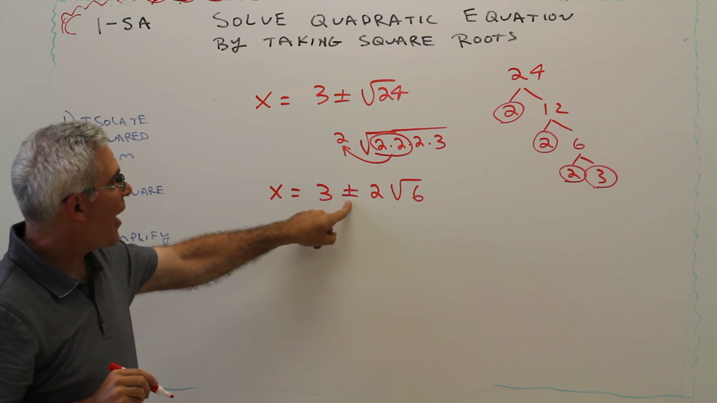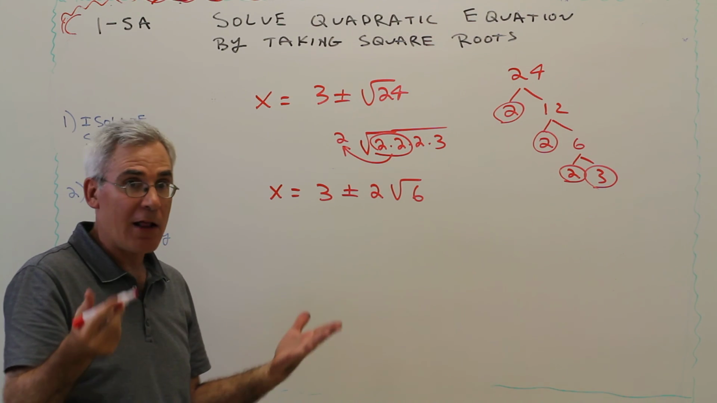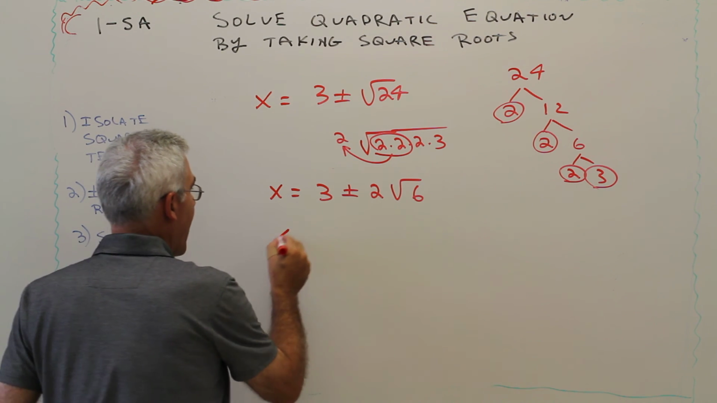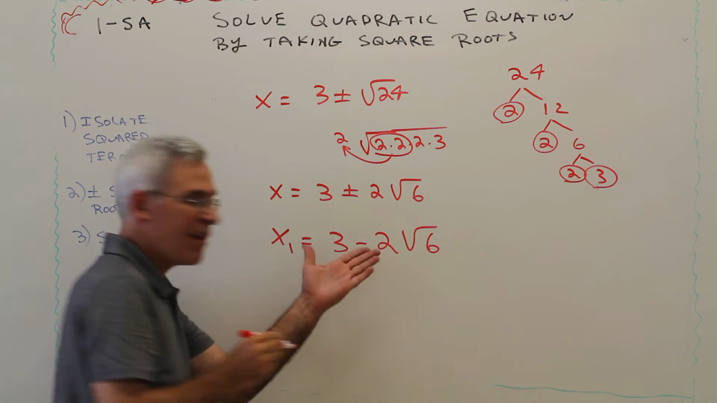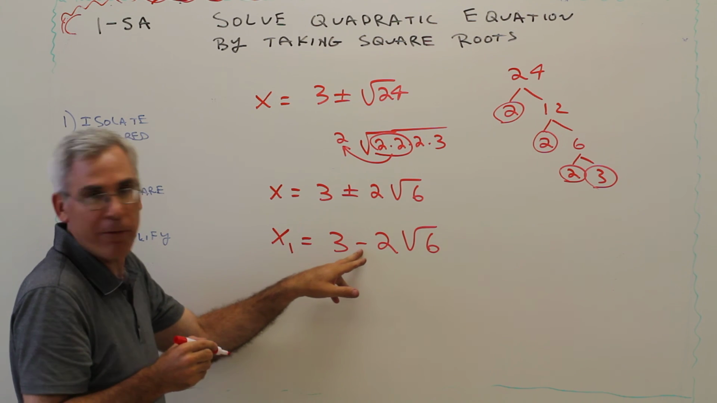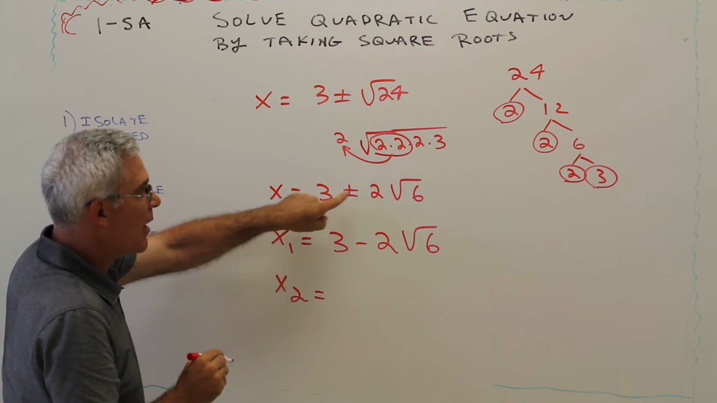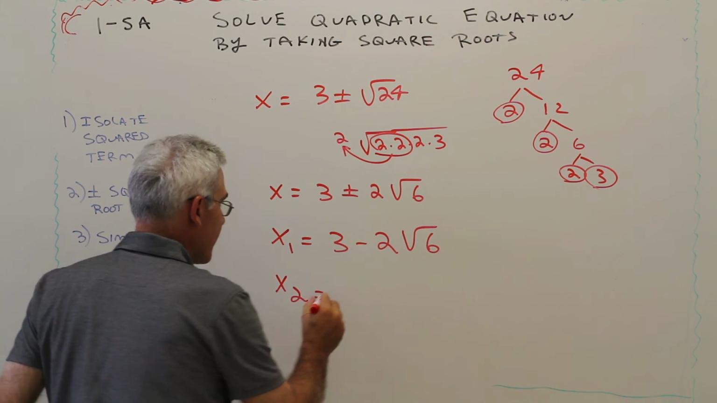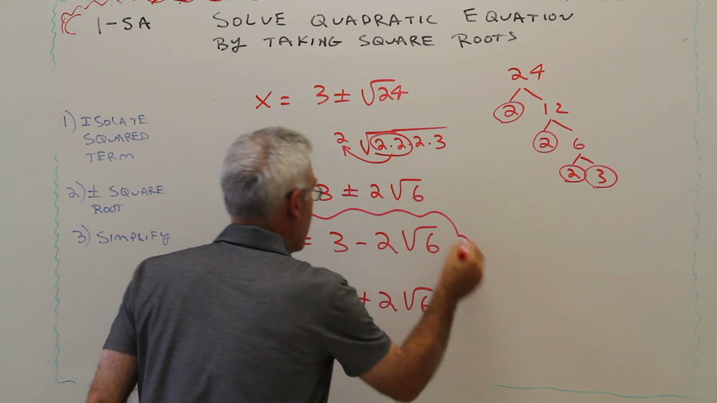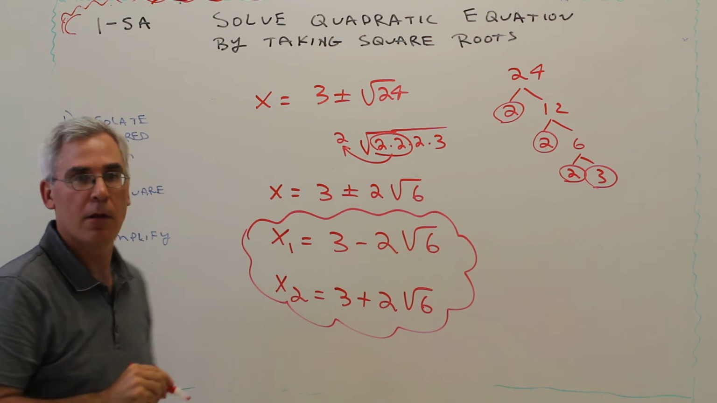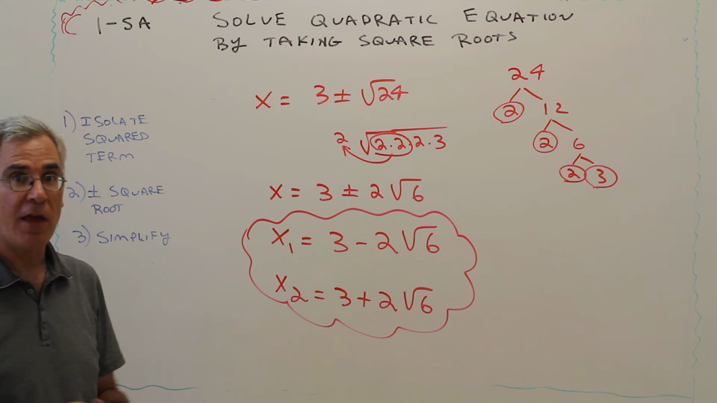And then finally, on my test, usually I have students have two answer blanks, and I'll want you to use subscripts. So x sub 1 equals 3 minus 2 radical 6. I generally put the lower value first. And then x sub 2 will be 3 plus 2 radical 6. And there you have it. How to solve a quadratic equation by taking square roots.